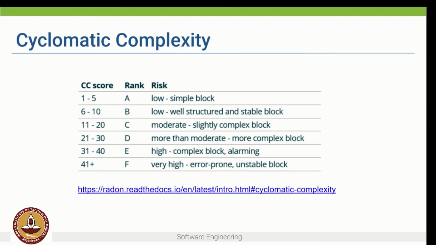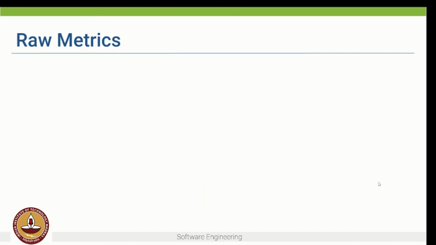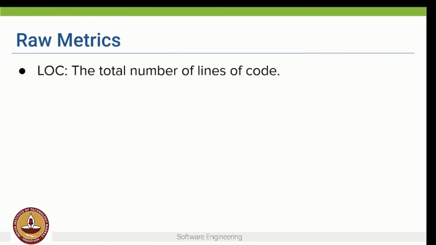Now that we have seen one code metric, which is cyclomatic complexity, let's look at another one. Another software metric is raw metrics. Raw metrics are the total number of lines of code. This can include code, comments, docstrings, all of it, and blanks.